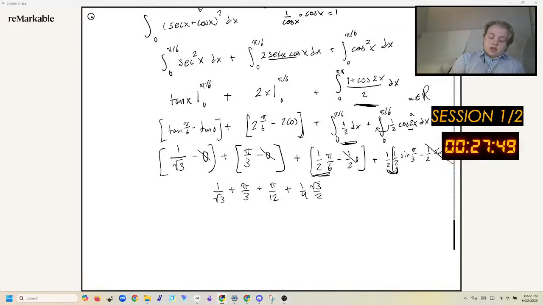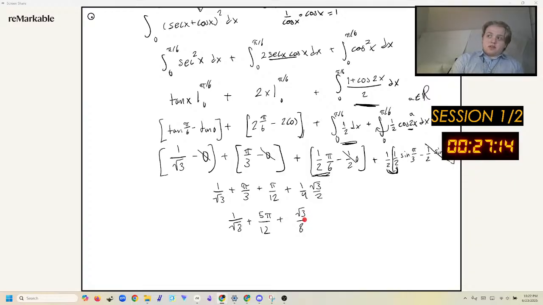Okay, so at the end of the day, we have 1 over square root 3 plus pi over 3 and pi over 12. We really want to combine those. If we multiply the top and bottom by 4, we'd have 12. So 4 times 3 is 12. So we'll just take 4 times pi. We have 4 pi over 12 plus pi over 12. That's 5 pi over 12. We're going to write that there. Plus, this is going to be square root 3 over 8.